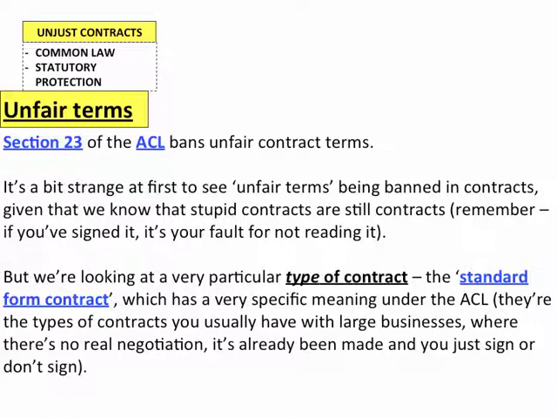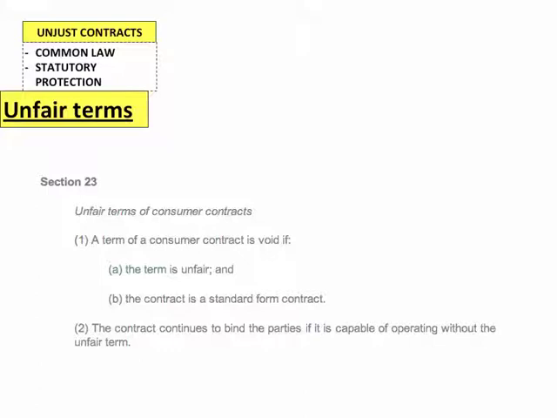So if we go back to that, see at the top there it says Section 23 of the ACL. This is Section 23 of the ACL. It says unfair terms of consumer contracts. A term of a consumer contract is void if A, the term is unfair and the contract is a standard form contract. So we're not looking at other types of contracts. We're looking at standard form contracts here, right? So that's what the unfair terms section deals with.